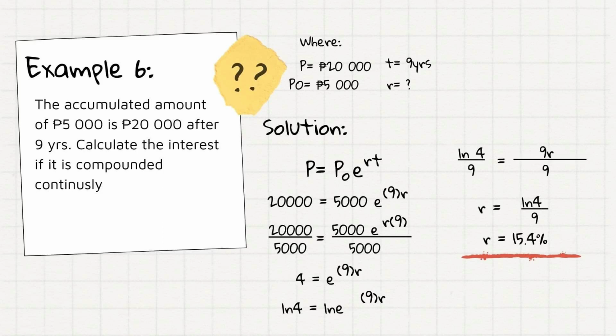ln of 4 divided by 9 is equal to 0.154, or 15.4%. And that's all about the compound interest. Thank you.